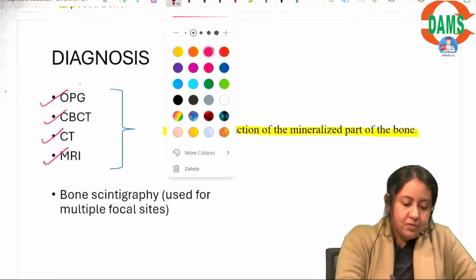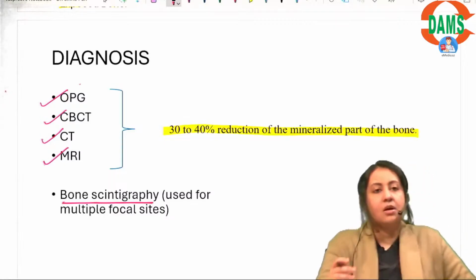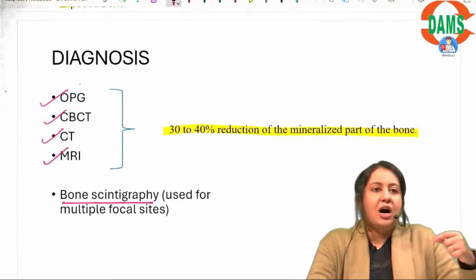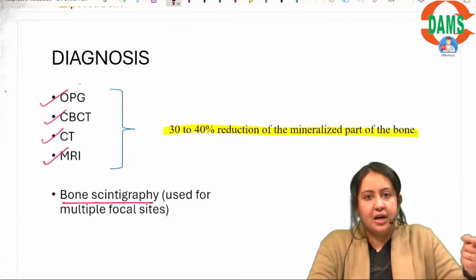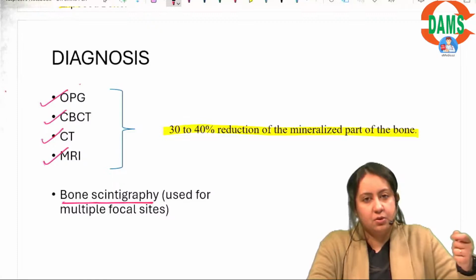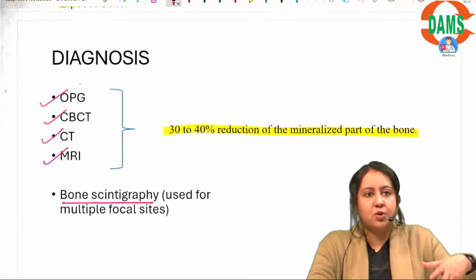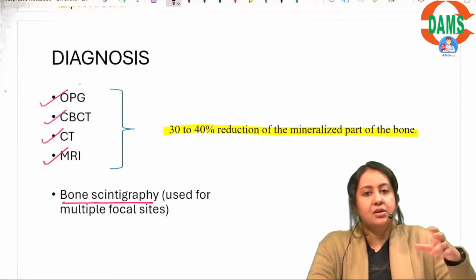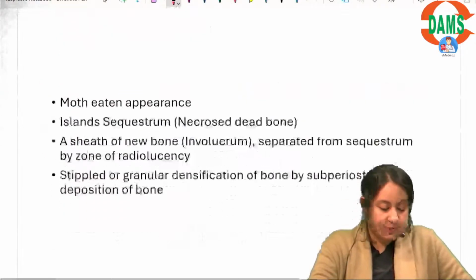Now apart from this, there is something known as bone scintigraphy. Now if you are suspecting multiple sites of osteomyelitis in a patient's body, bone scintigraphy is used to identify multiple foci or multiple sites of osteomyelitis. Only in that case you use a bone scintigraphy.